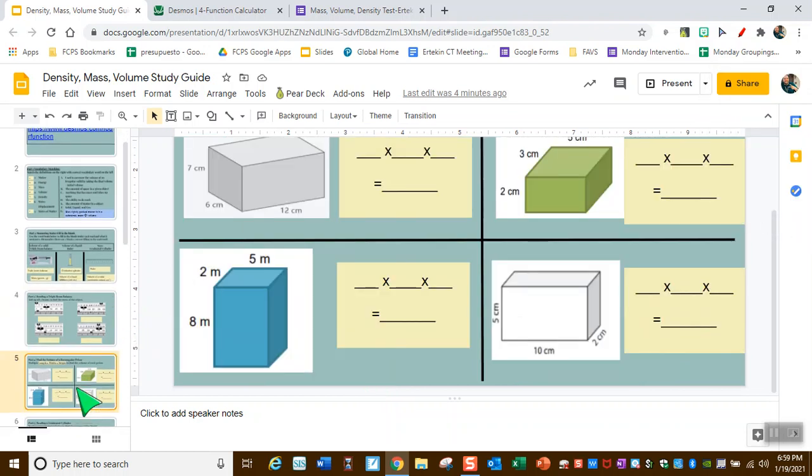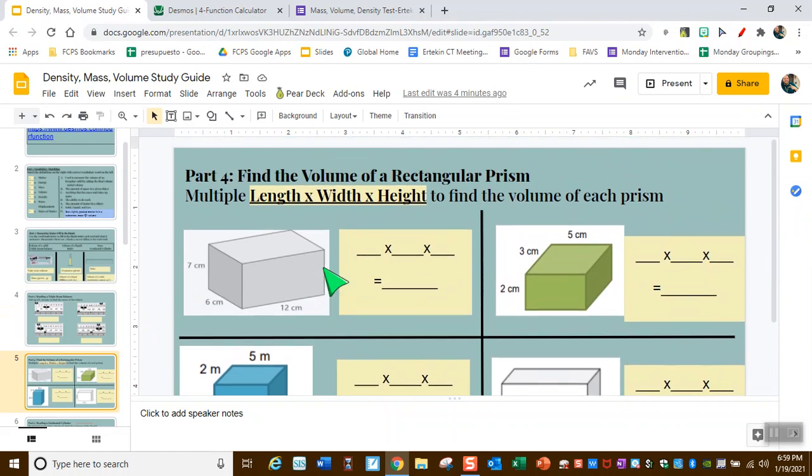Okay. So now we're going to do volume, okay? We're going to do the volume of a rectangular prism, okay? And remember, we need to multiply here. Length times width times height.